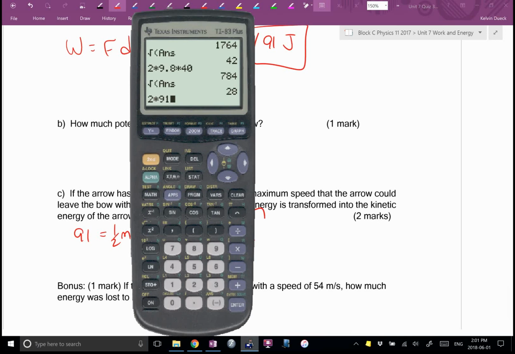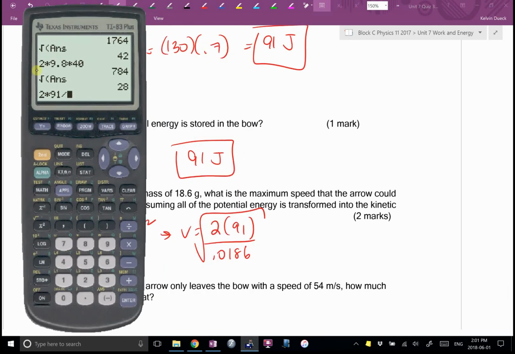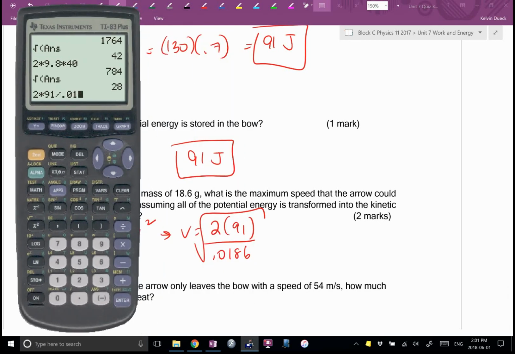2 times 91 divided by 0.0186, square root. 98.9. Ballpark, does that seem right? Yeah, I'll bet you a good compound bow can fire an arrow fast enough that it'll go almost one football field in a second. I can follow it with my eyes, but that's really fast still. That seems to me what a bow and arrow combination can pull out.